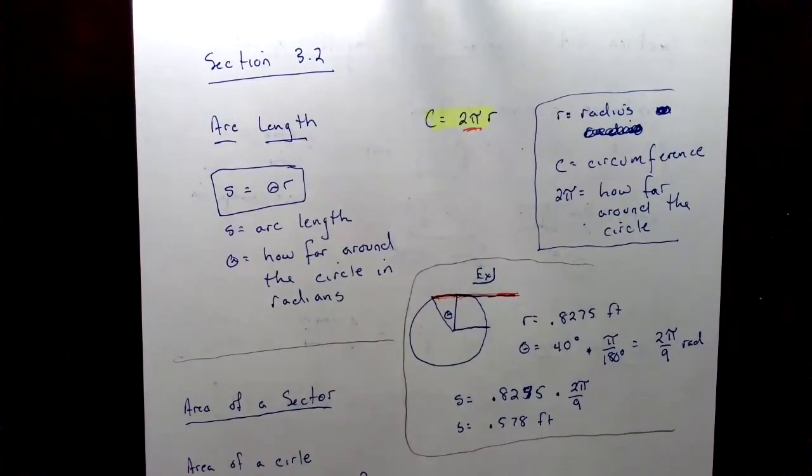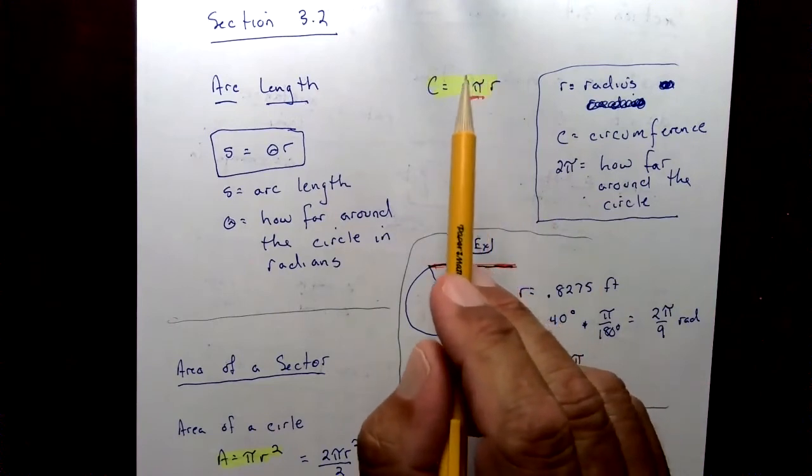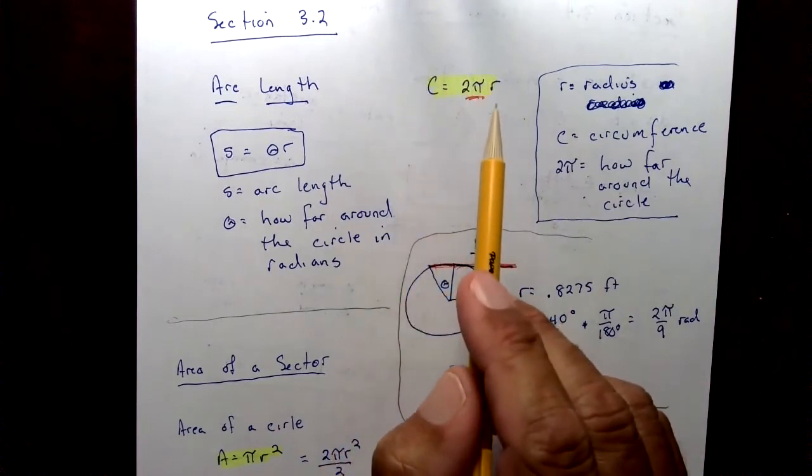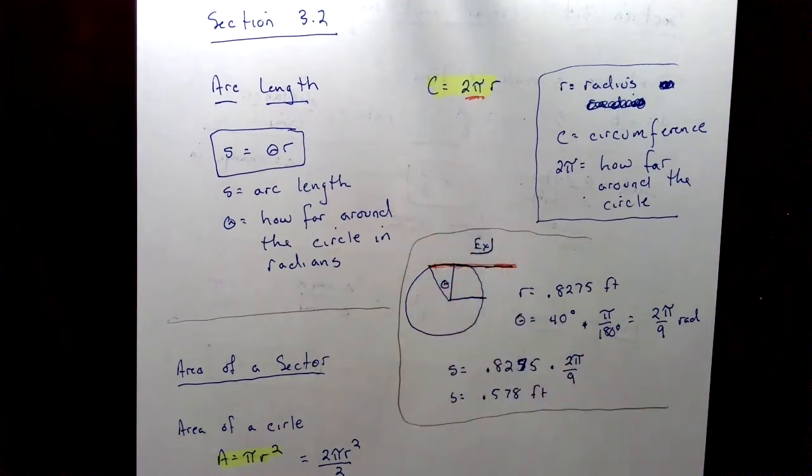Hello again. This video is for Math 104, Trigonometry, and it's going to talk about section 3.2. In 3.2, I want to start with something that I think all of you already know, and that is the circumference of a circle equals the formula 2 pi r.